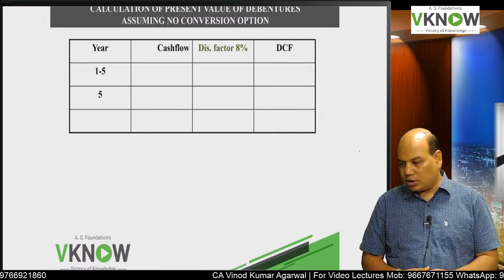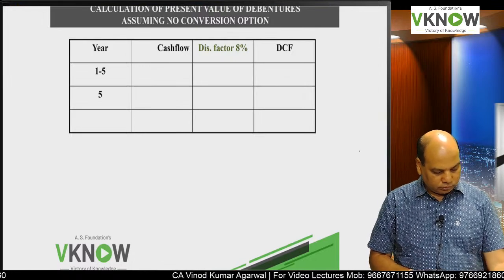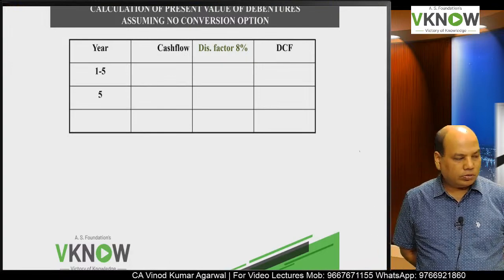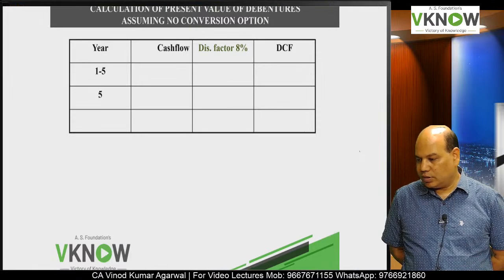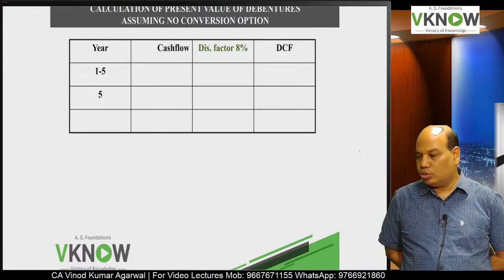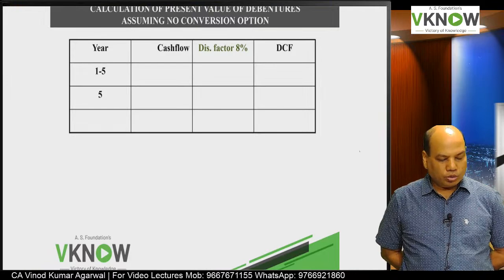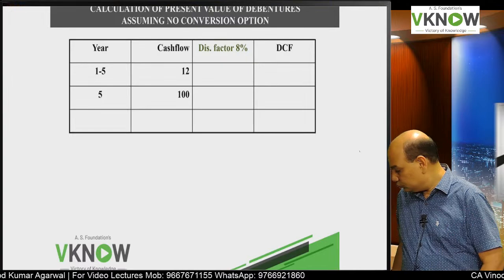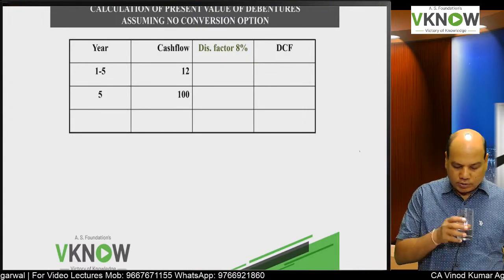So step 1, write down. Step 1, calculation of present value of debenture. In bracket write assuming no conversion option. Draw the format and solve. You will solve, I will check.